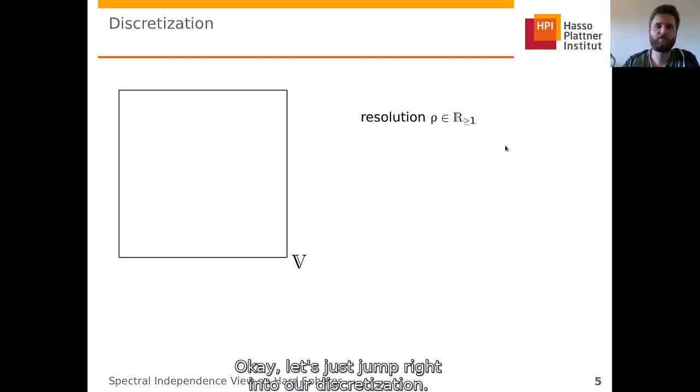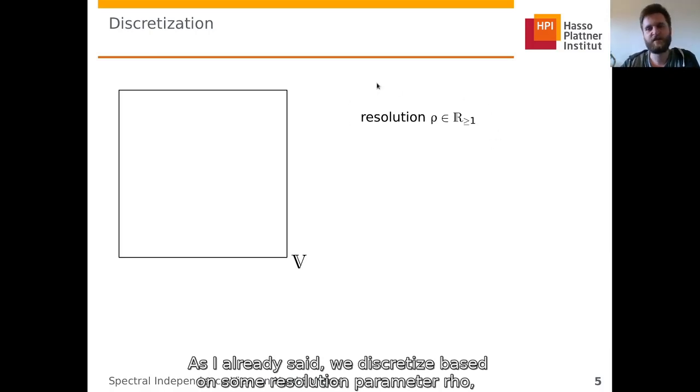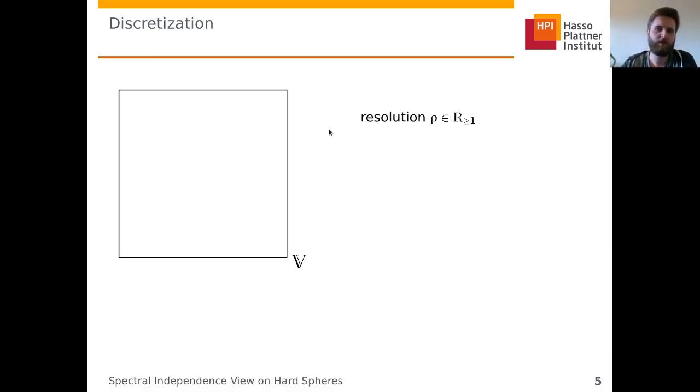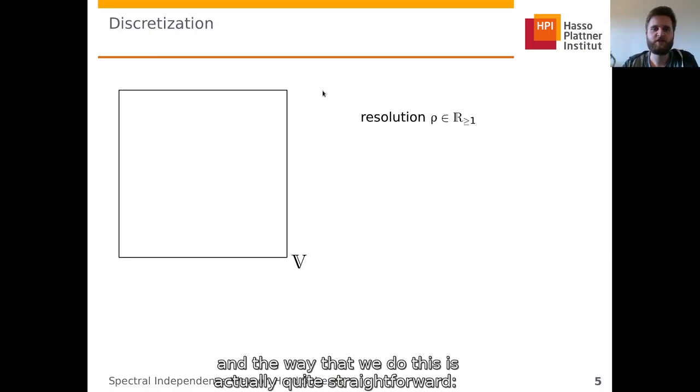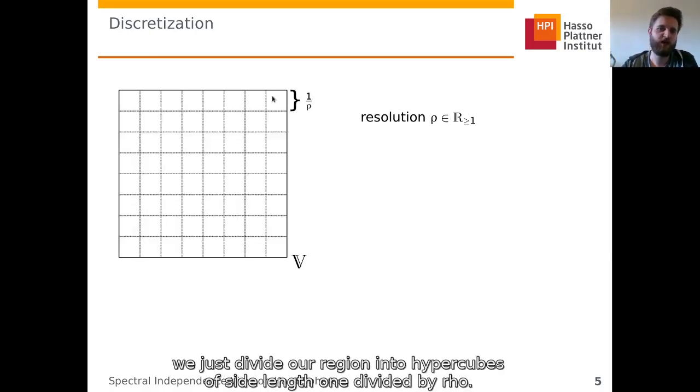Okay, let's just jump right into our discretization. As already said, we discretize based on some resolution parameter ρ, and the way that we do this is actually quite straightforward. So we just divide our region into hypercubes of side length 1 divided by ρ.